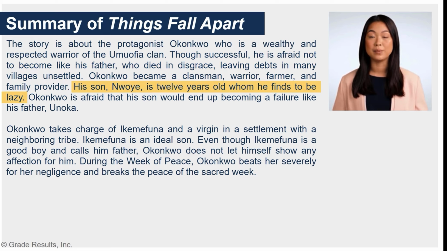His son, Nwoye, is 12 years old, whom he finds to be lazy. Okonkwo is afraid that his son would end up becoming a failure like his father, Unoka. Okonkwo takes charge of Ikemefuna, a virgin given in a settlement with a neighboring tribe. Ikemefuna is an ideal son. Even though Ikemefuna is a good boy and calls him father, Okonkwo does not let himself show any affection for him. During the week of peace, Okonkwo beats his wife severely for her negligence and breaks the peace of the sacred week.